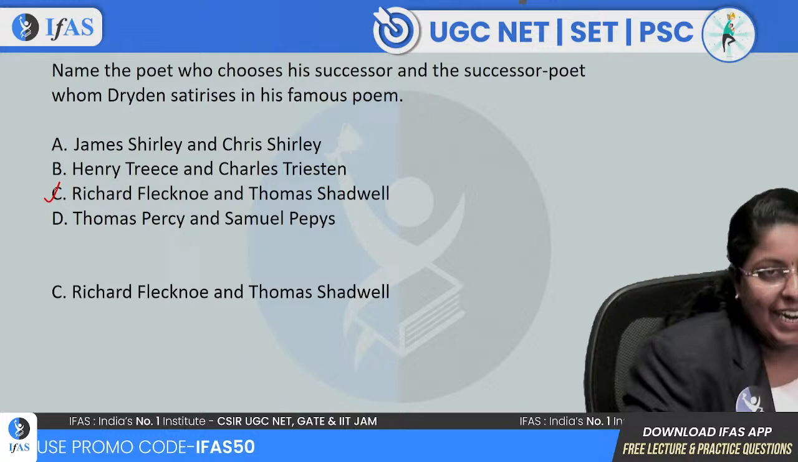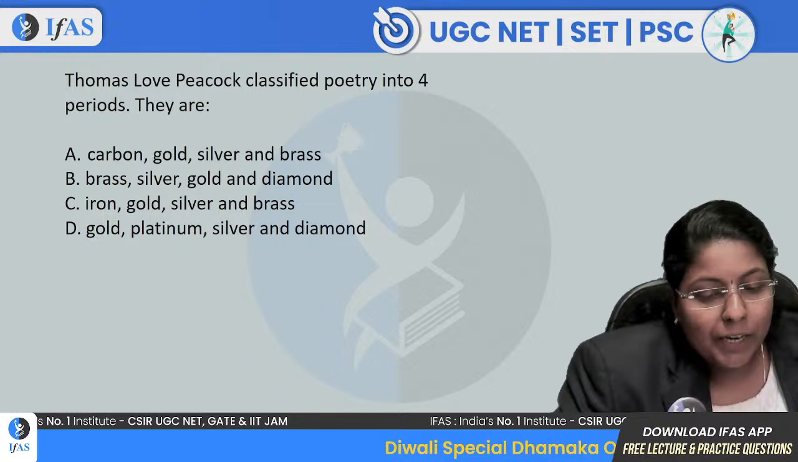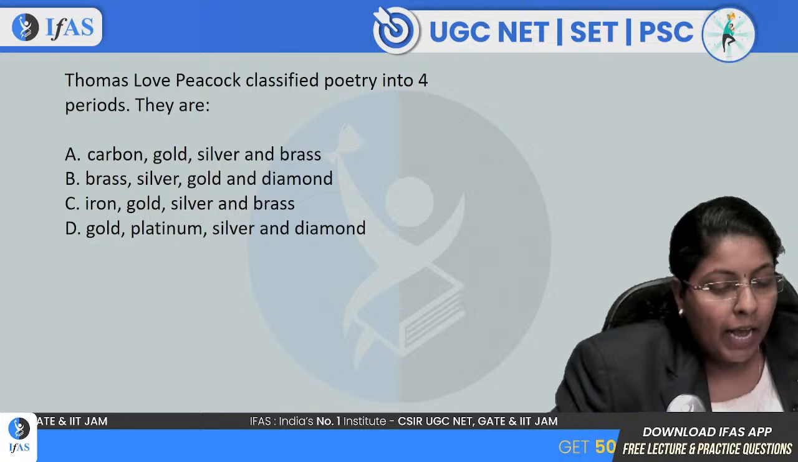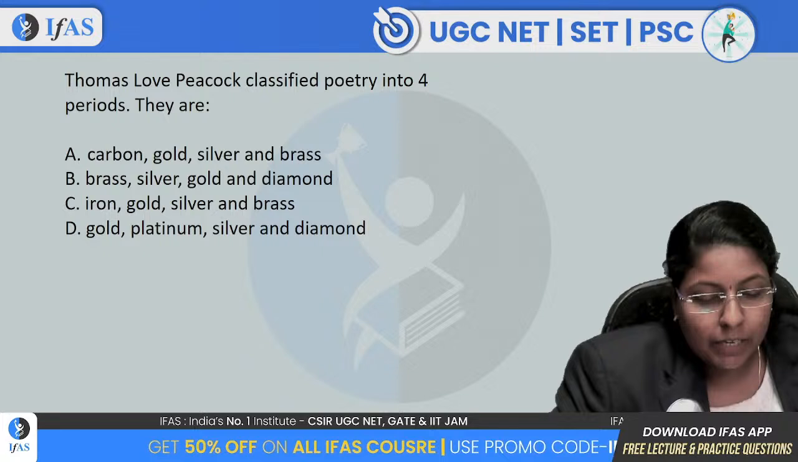Thomas Love Peacock classified poetry into four periods. Very important question. Which are they? Carbon, gold, silver, brass, or brass, silver, gold, and diamond, or iron, gold, silver, and brass, or gold, platinum, silver, and diamond.